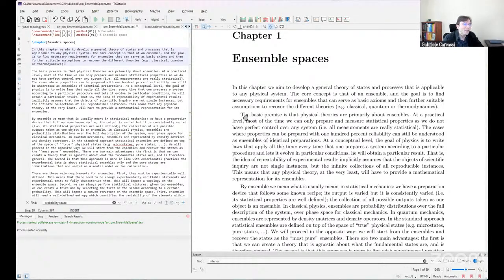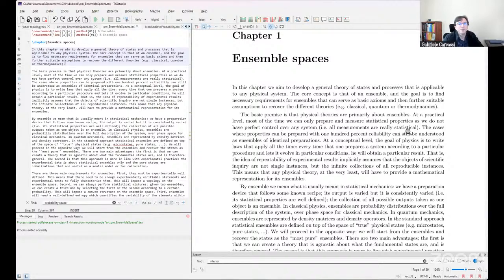So the basic premise is that physical theories are primarily about ensembles. At a practical level, most of the time, we can only prepare and measure statistical properties as we do not have perfect control over any system. That is, all measurements are really statistical.